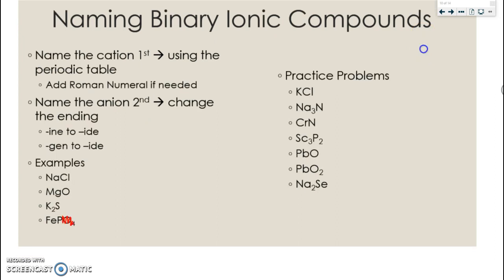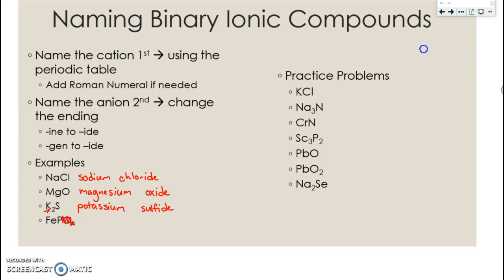Please change this to just P on your PowerPoint. So Na is sodium, Cl is chlorine, so it changes to chloride. Mg is magnesium, and the O changes to oxide. K is potassium, and S is sulfur, so it changes to sulfide.